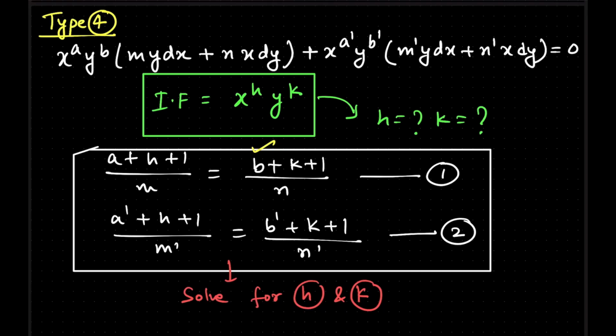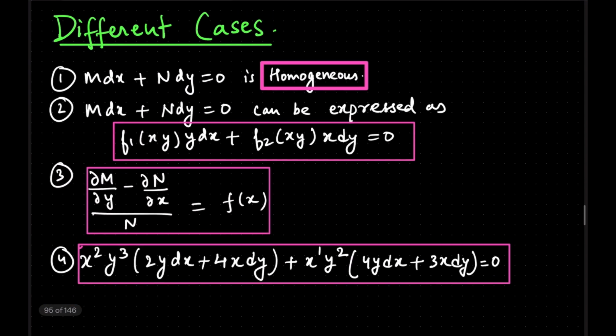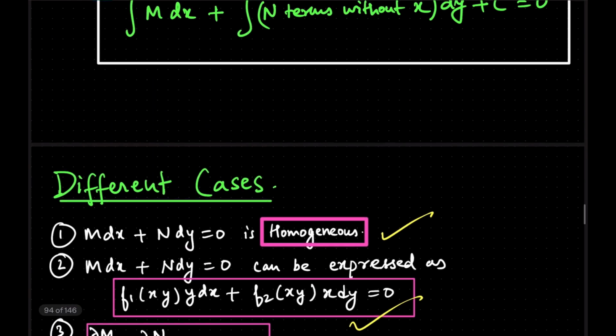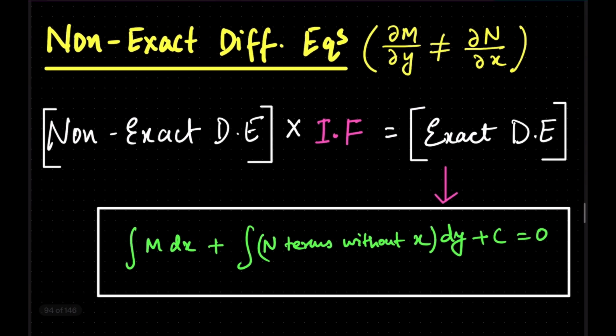So welcome back friends. Let's continue with our discussion of non-exact differential equations. We have already discussed three types: the first type, then second type and the third type. In today's lesson we will discuss the fourth type of non-exact differential equation.